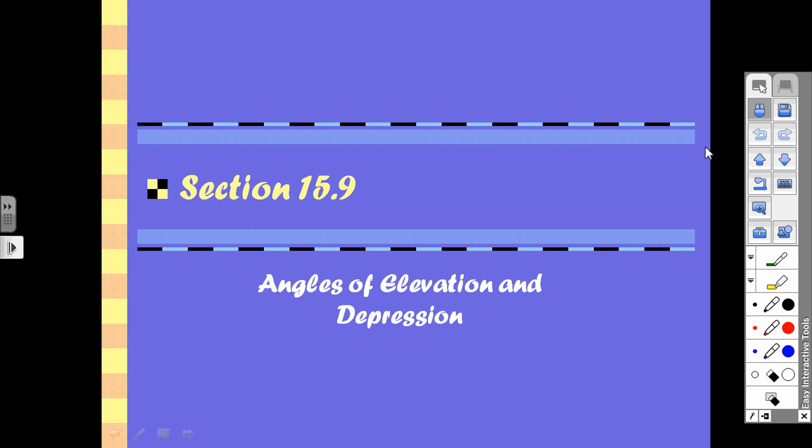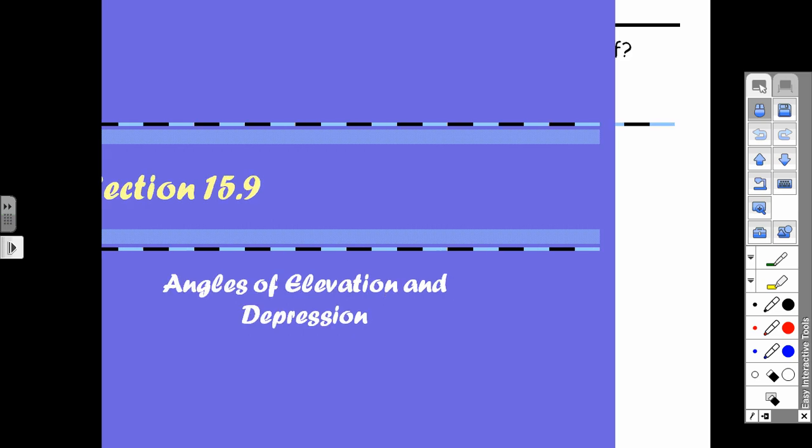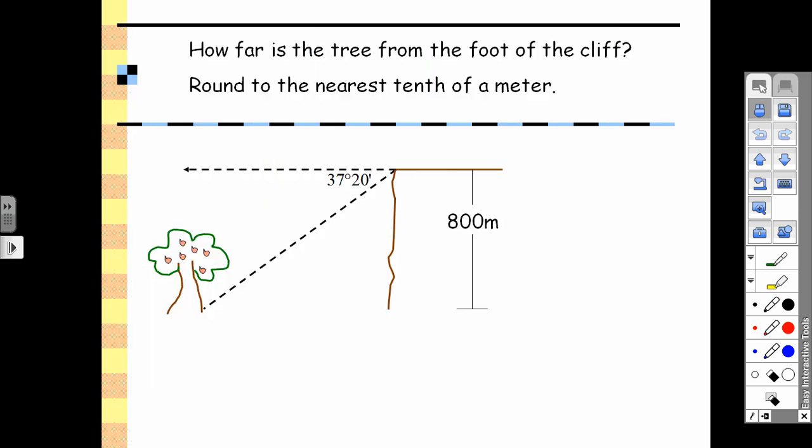All right, so our last section for Unit 1 is going to talk about angles of elevation and angles of depression, which means that we're going to have some application problems. The first one that we're going to talk about is trying to figure out how far away a tree is from the foot of a cliff. And they're asking us to round to the nearest tenth of a meter.